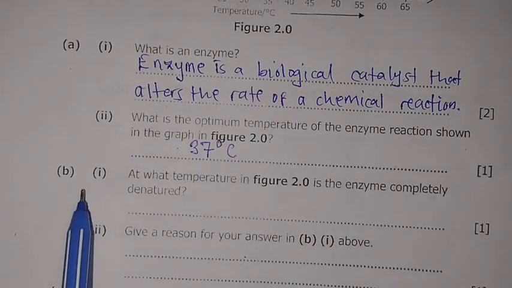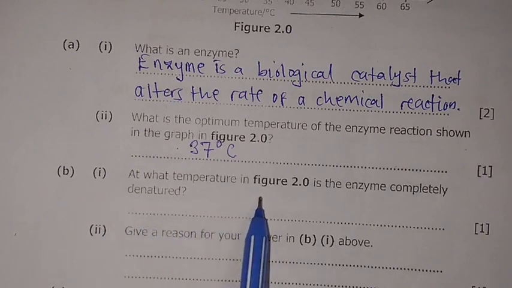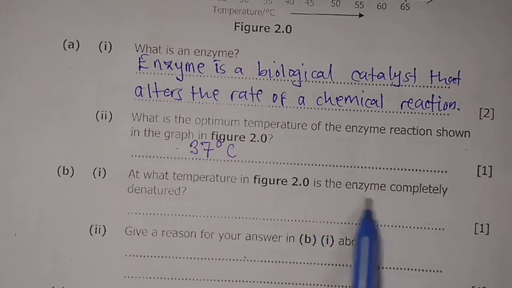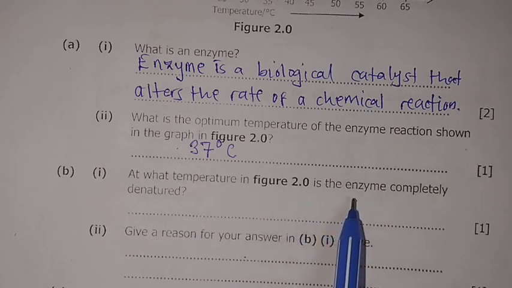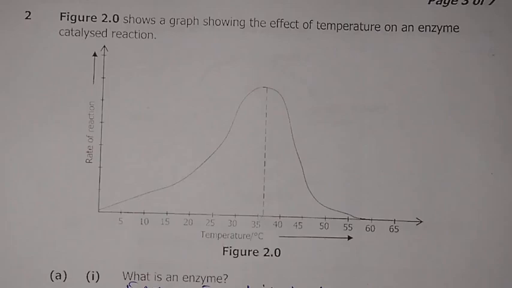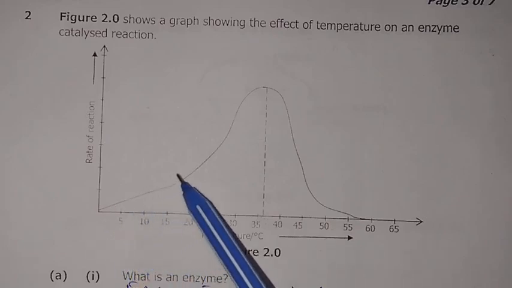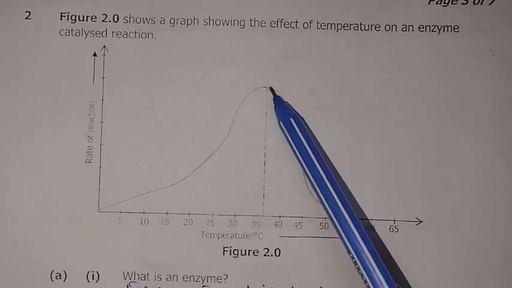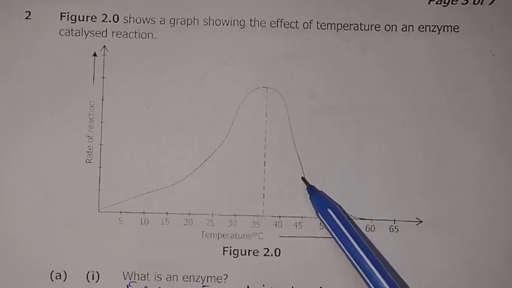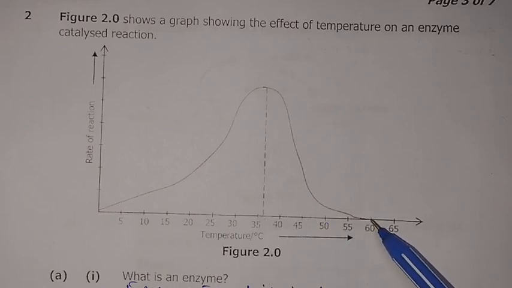Now we come to question B1. At what temperature in figure 2.0 is the enzyme completely denatured? So this is our graph now. At what temperature in this graph is the enzyme completely denatured? You can look at the graph the way it was coming. Here we said this is where the optimum temperature is, so an enzyme is working properly here. Now you can see the temperature started coming down, until it reaches this point where it is 60 degrees Celsius.